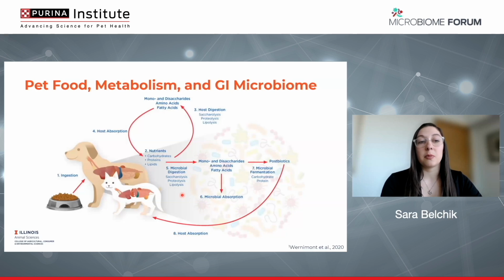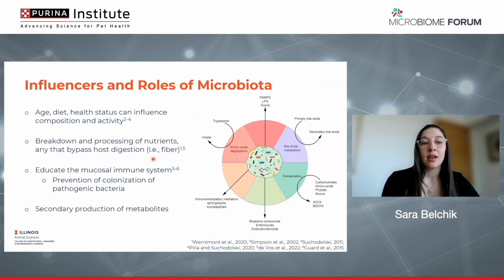Jumping right in, a lot of what we've been talking about between yesterday and today is the effects of nutrition. There's this beautiful three-way relationship between what the animal is consuming, what they're able to metabolize at the host level, and what isn't digested by the host, which goes into the distal microbiome and can then be processed into other metabolites. This three-way relationship feeds into each other and can really affect overall host health. While there are many influencers and roles of the microbiota, the main point I like to emphasize is that age, diet, and health status of the animal can influence not just the composition of the microbiota, but also its activity and what the microbes are capable of doing.